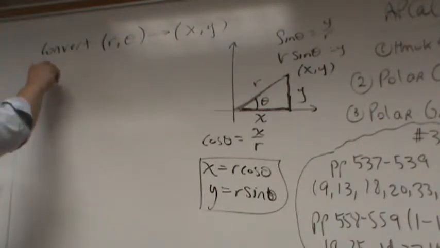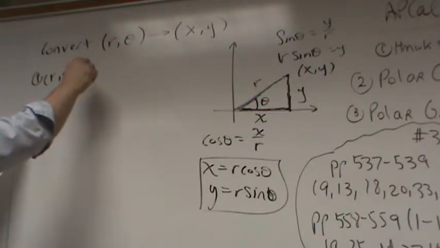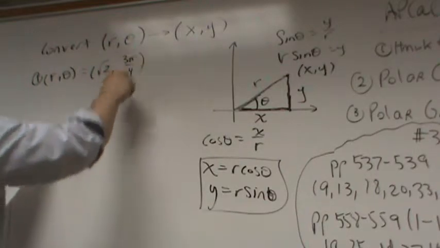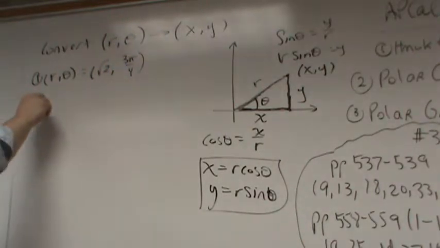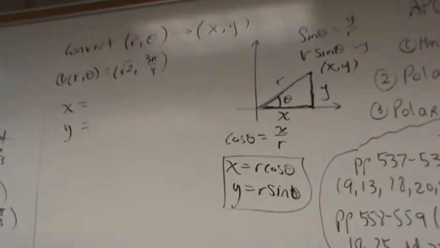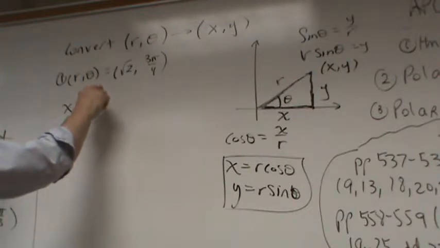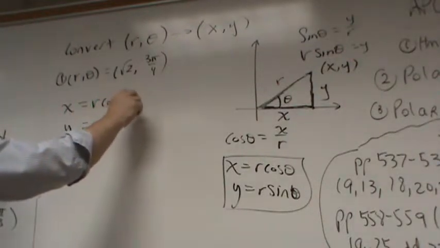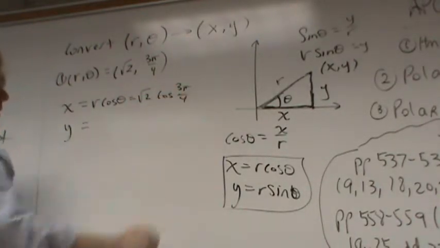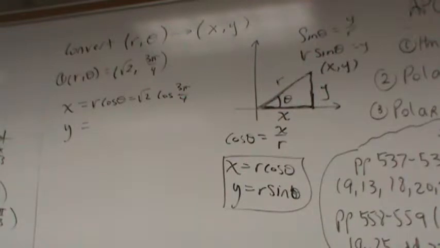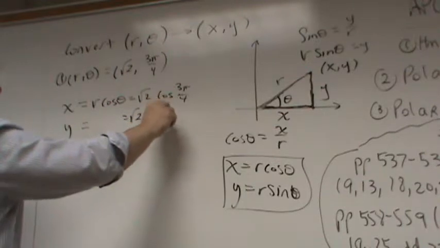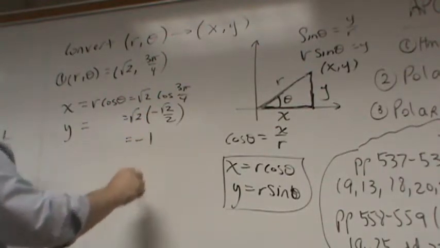Here's number one. (r, theta) is equal to (radical 2, 3 pi over 4). Okay? How am I going to get my x and y? Just mindlessly plug in. My x is going to be r cosine theta, which means radical 2 times the cosine of 3 pi over 4. And the cosine of 3 pi over 4 is negative radical 2 over 2. So this ends up being radical 2 times negative radical 2 over 2, which gets me negative 1.